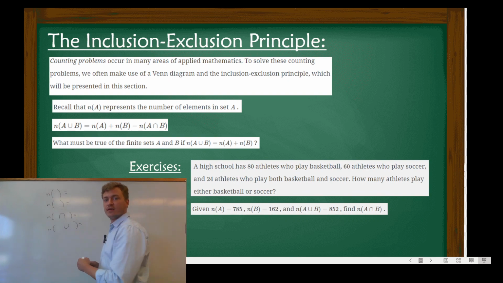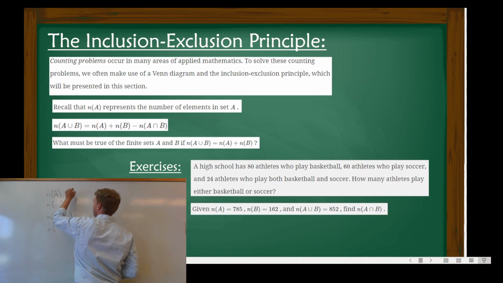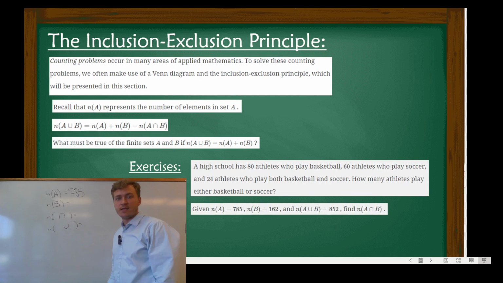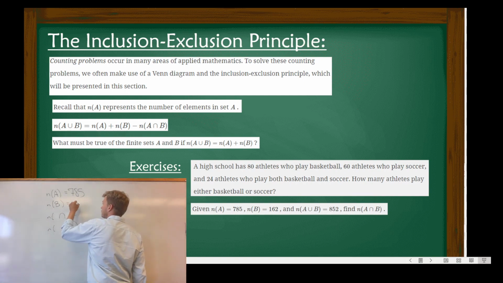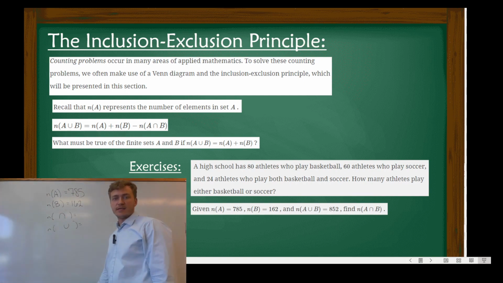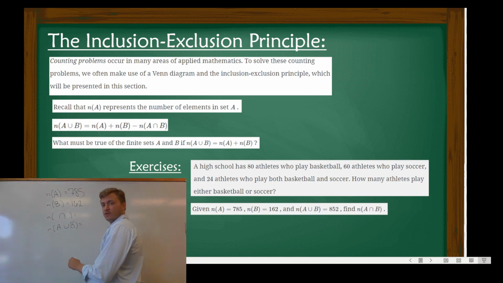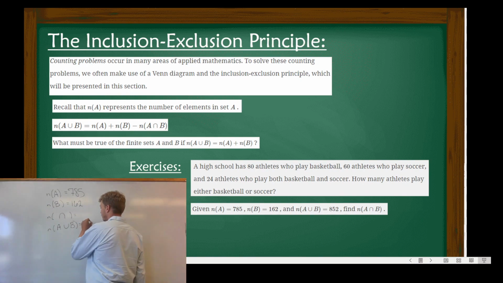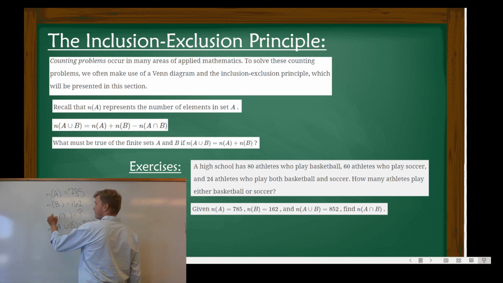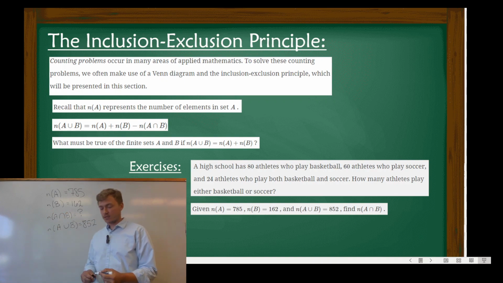It says n of A is 785. It says here n of B is 162. It says here that n of A union B is equal to 852. So this is the one that we want to find, right? We want to find the number of elements that are in A intersect B.